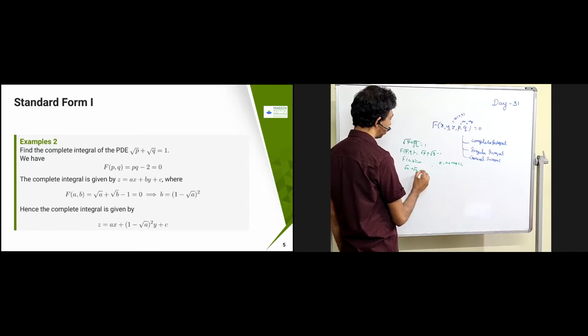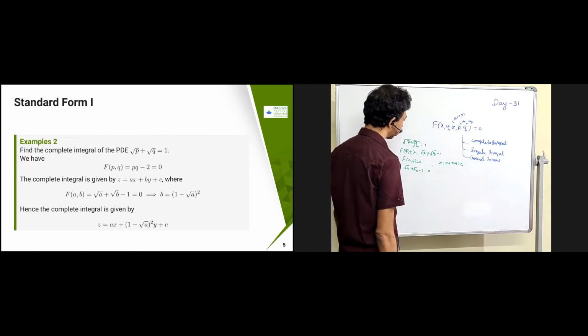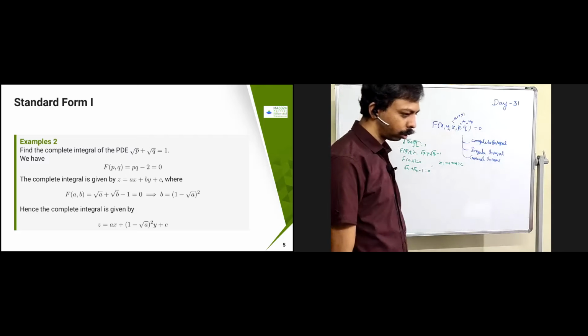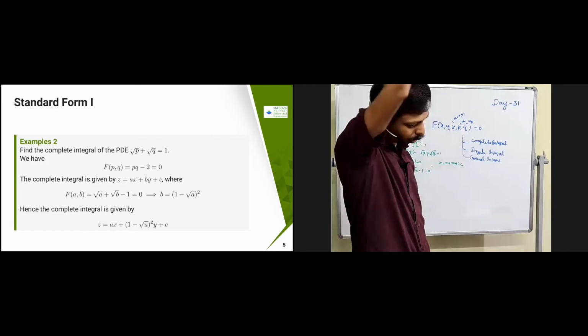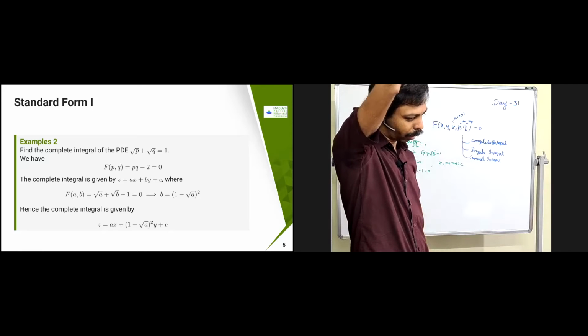Sir, excuse me, sir. Yeah. Sir, in this presentation, I think it's written like f of root p plus root q equals 1 and f of pq equals pq minus 2. There is a mistake from the previous slide.